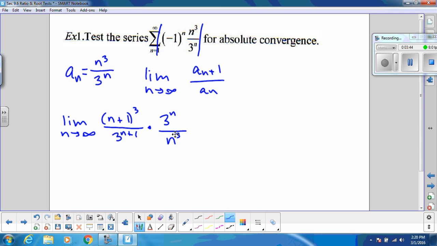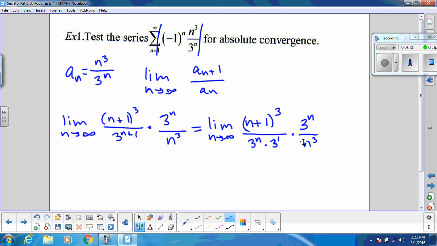And here's where we get to be creative with our algebraic manipulation. I always think this is fun. I know you guys may not. So I still have n plus 1 to the third power. But I want to simplify this piece down here. 3 to the n plus 1 is the same thing as 3 to the n times 3 to the first power. And then in the numerator, I also have 3 to the n, and then down here, I have n to the third.